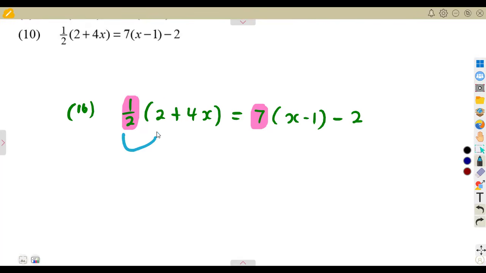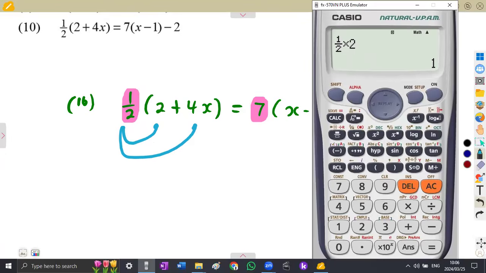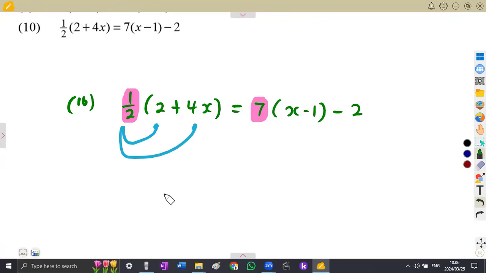So it is the half which is going to multiply the 2, which is going to multiply the 4x. So that's half of 2, which is 1. Or you can just use your calculator here: 1 over 2 multiplied by 2. This is going to give us a 1.